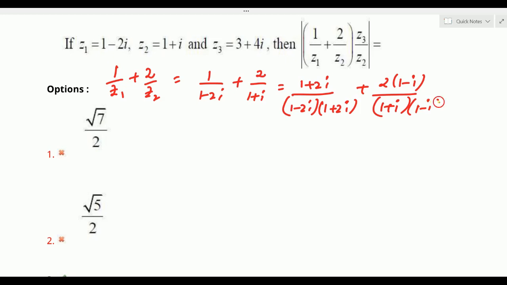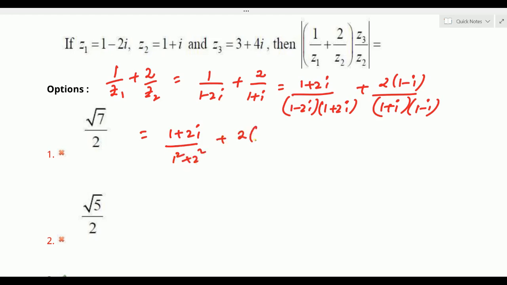After simplification, applying the modulus is very easy. Numerator 1 plus 2i, denominator 1 plus 2i into 1 minus 2i. What I said: a plus ib into a minus ib is a square plus b square, since i square is minus 1, so it is 1 square plus 2 square.